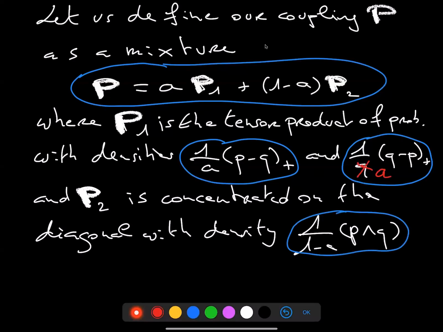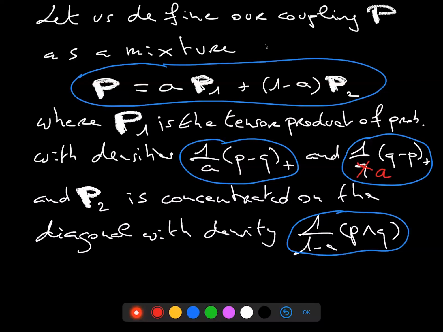And the other one, P2, is concentrated on the diagonal, and it's concentrated on the diagonal with density 1 over 1 minus A times P infimum with Q. So remember that the integral of P infimum with Q is equal to 1 minus A. So this is also a density.